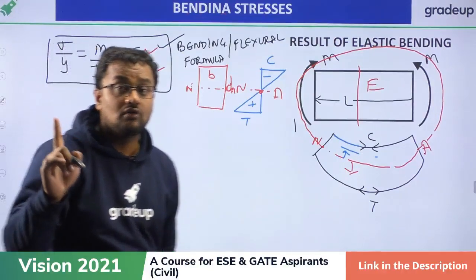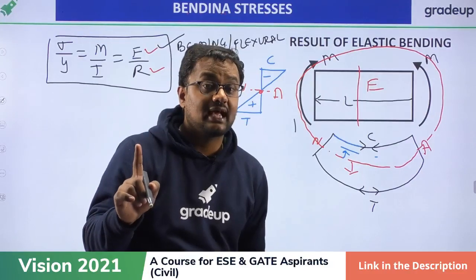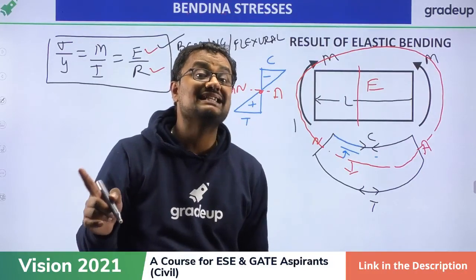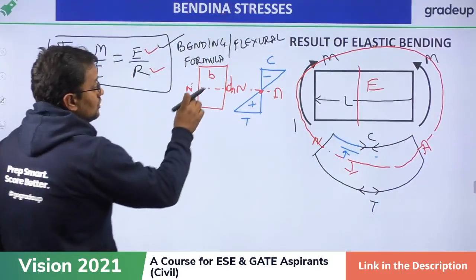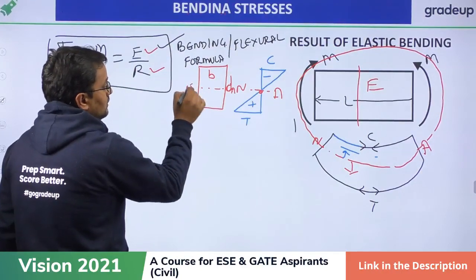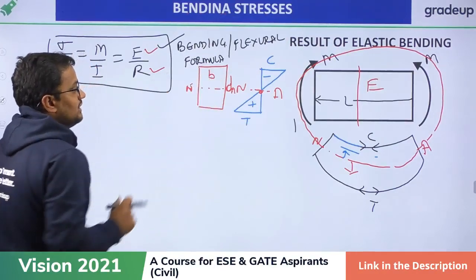Neutral axis will always remember that the neutral axis always lies at the centroid. So the neutral axis will lie at D by 2. This total length is D. So where is the CG, where is the centroid? It will be at D by 2.